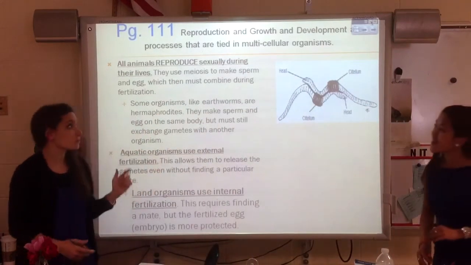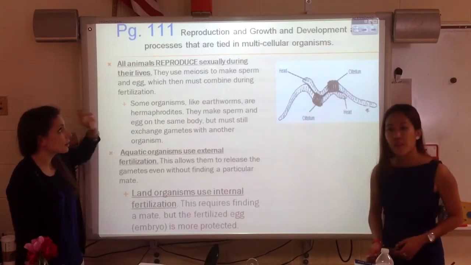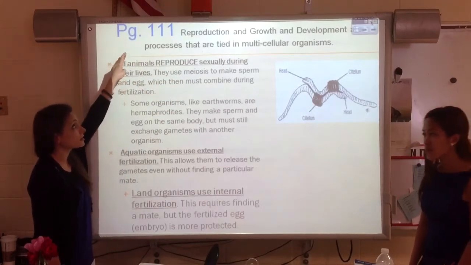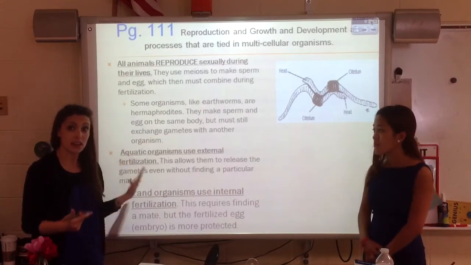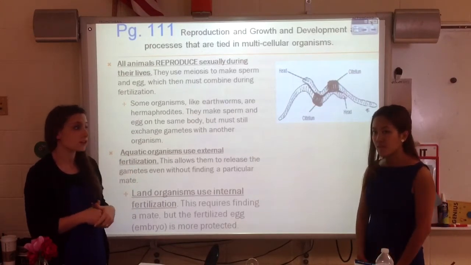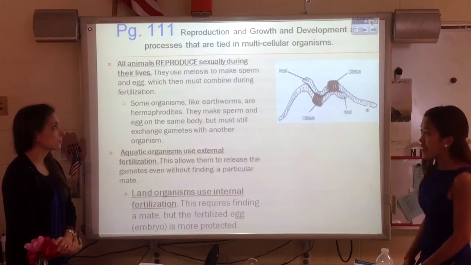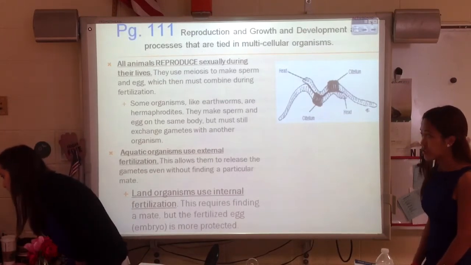Reproduction of animals. So we're on page 111 in your notes, and we're talking about reproduction and growth and development because they're pretty closely tied when you're studying a multicellular organism like an animal. All animals are multicellular. So all animals reproduce sexually during their lives. They use meiosis to make sperm and egg, which then combine during fertilization.